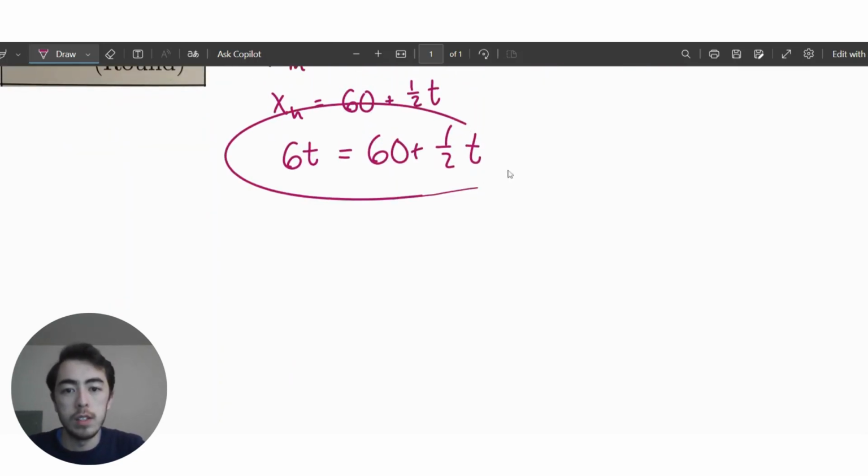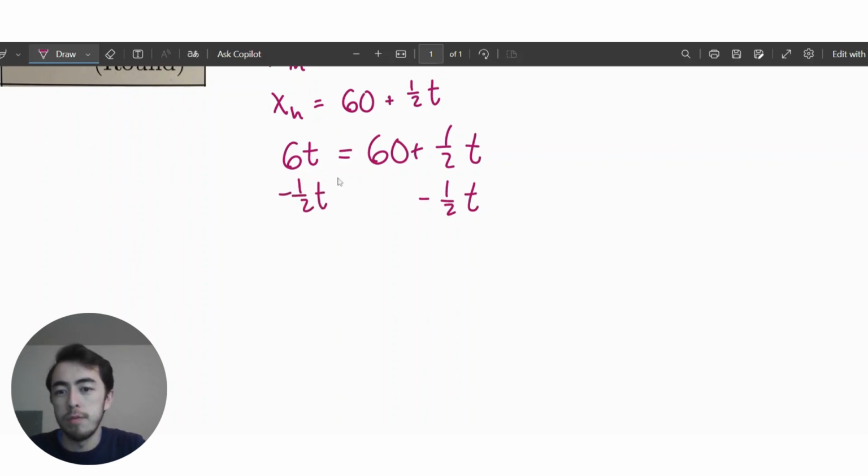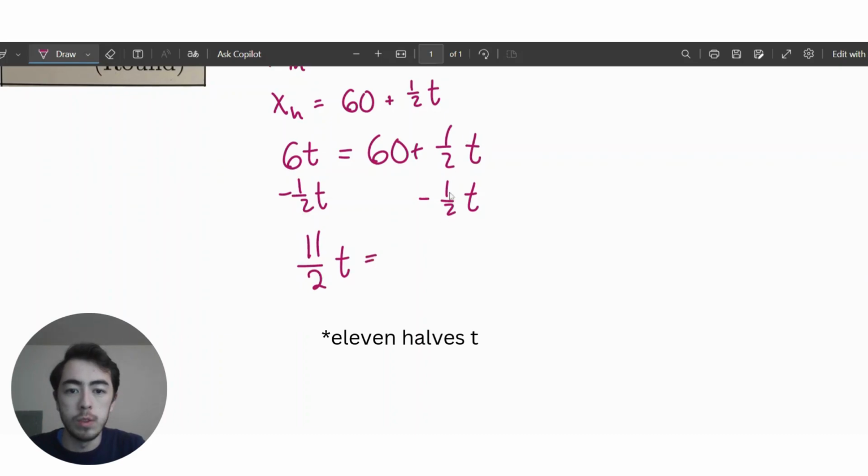So solving this algebra problem, I could subtract a half t from both of these. So I do get 5.5t here. I think it might be nice to think about it as an improper fraction. So this is the same as 5.5 because I have 10 halves and one more, and this is just 5. Okay, so I have 11/2 t is equal to 60. Okay, and I want to undo this part. And my favorite way to undo a fraction is just to multiply by its reciprocal.